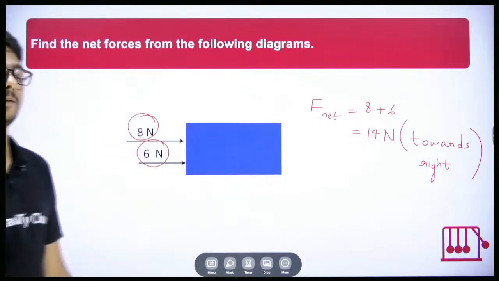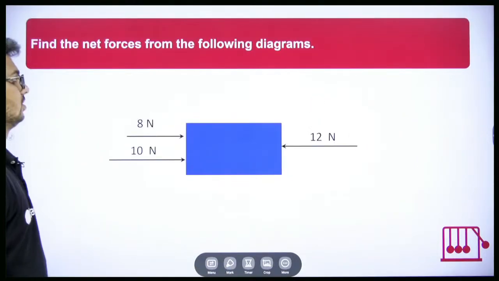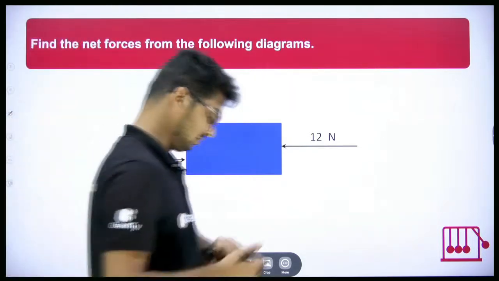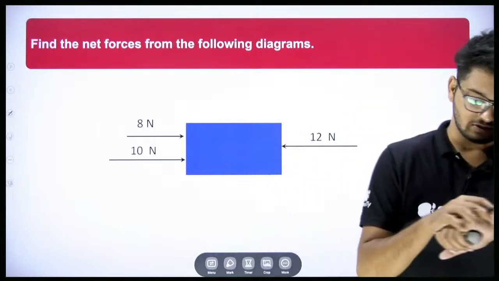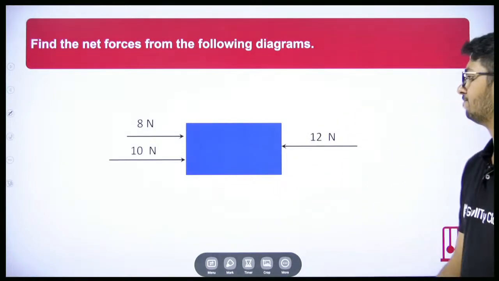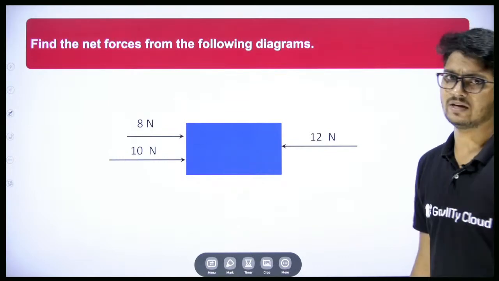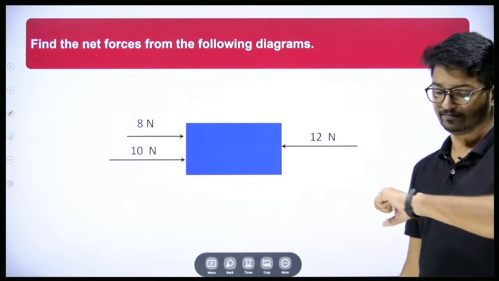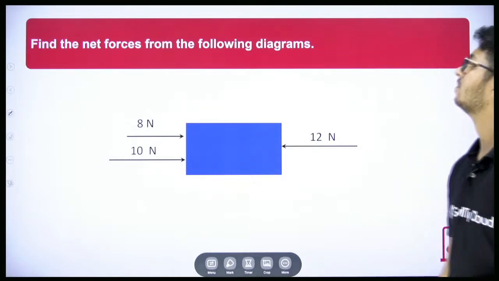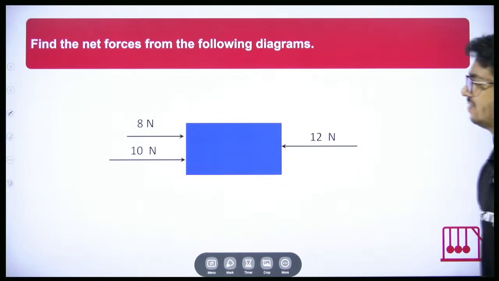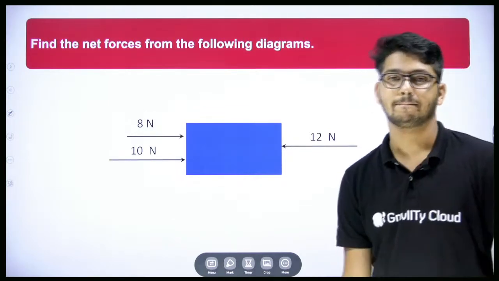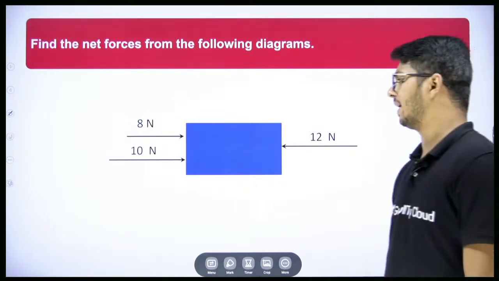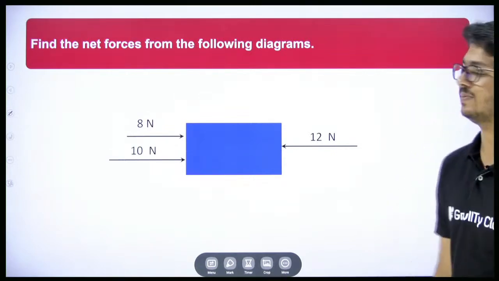Clear? Okay. Another question. Find the net force from the following diagram. This is an interesting question. You have three forces. So I'll give you 20 seconds of time. Please solve it. 20 seconds should be enough, because it's ultimately addition and subtraction, right? Simple. Find the net force from the following diagram: 8, 10 and 12. And time is up. So what is the answer going to be?